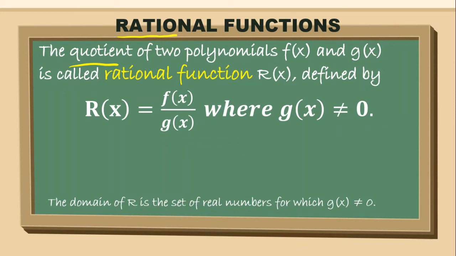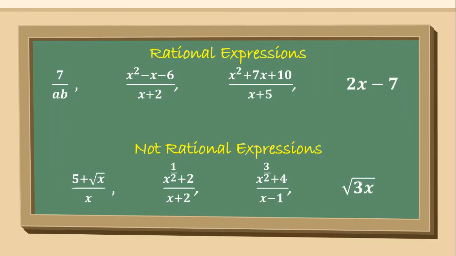So the domain of R is the set of real numbers for which g of x is not equal to 0. Here is the list of examples of rational expressions and not rational expressions. For rational expressions, we have 7 over ab, x squared minus x minus 6 all over x plus 2, x squared plus 7x plus 10 all over x plus 5, and 2x minus 7.